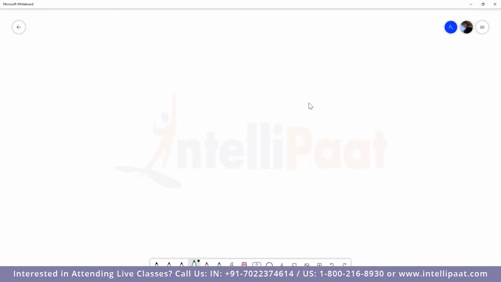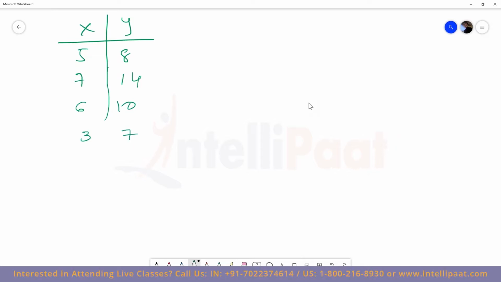Let's take a simple set of data. Let's say this is x and this is y, and then 5, 8, 7, 3, sorry, 7, 14, 6, 12, sorry, 6, 10, and 3, 7. Let's say these are 4 data points, right? These are 4 simple data points, and I want to find a linear regression equation wherein I can predict basically this whole data. The data would look something like this. This is y and this is x, and these are my 4 data points, let's assume, right?